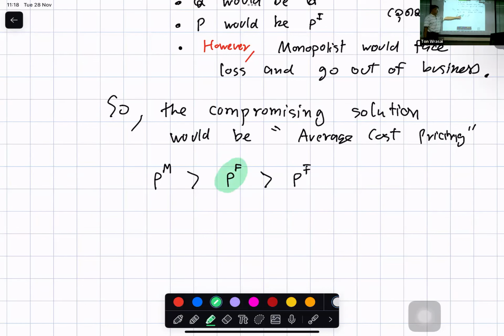PF is in between. With our regulation, price is PM. PI is idealistic, which is not possible, not practical.